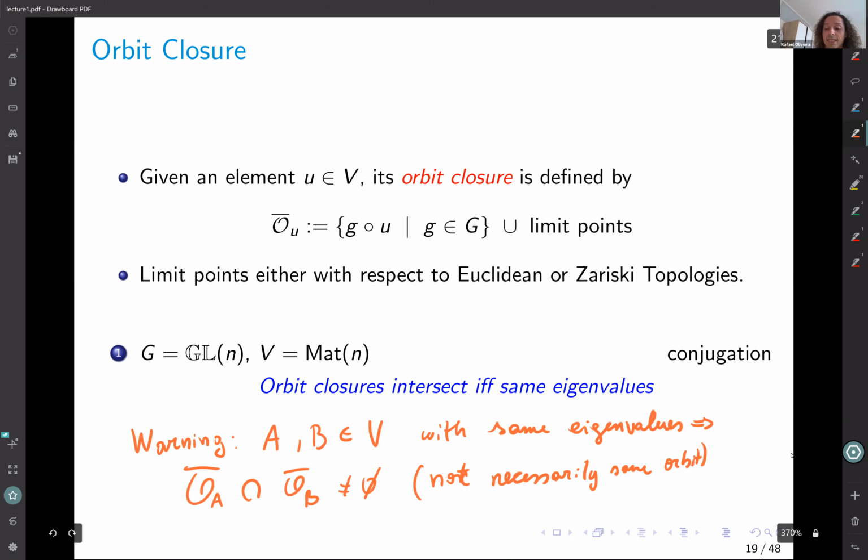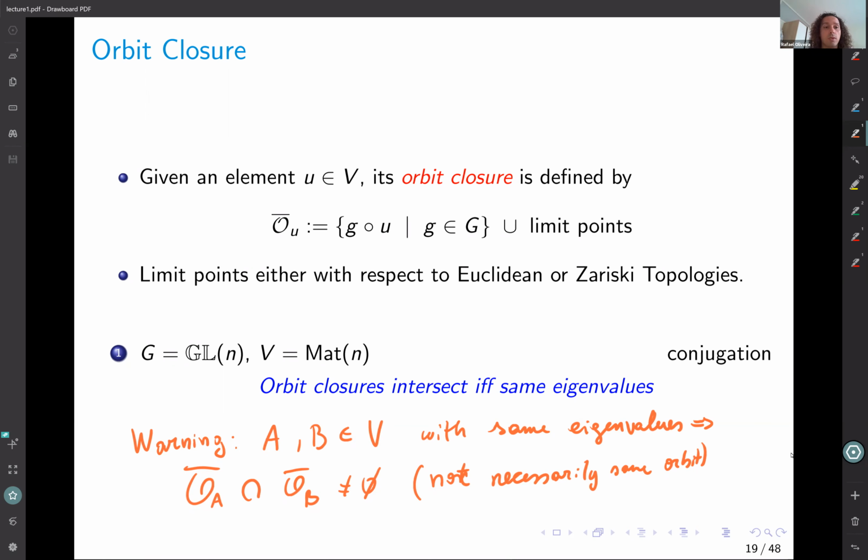So for instance, the example that we gave on the previous page, if we just took those two examples, we know that the identity is in the orbit closure of the matrix 1, 1, 0, 1, okay? But the orbits are not the same because if you conjugate the identity, you just get the identity, right? So the orbit closure of the identity is exactly the identity, okay? So that's why the orbits are not necessarily the same.